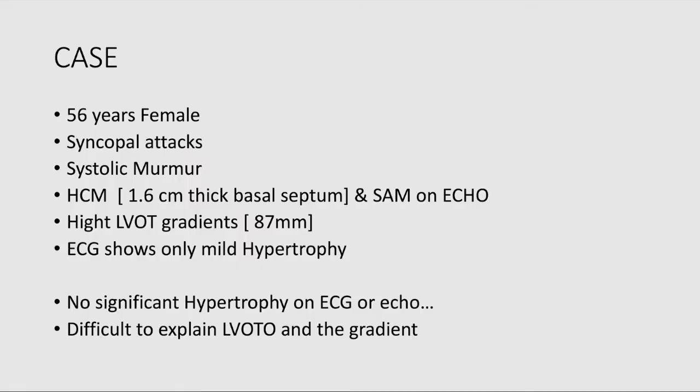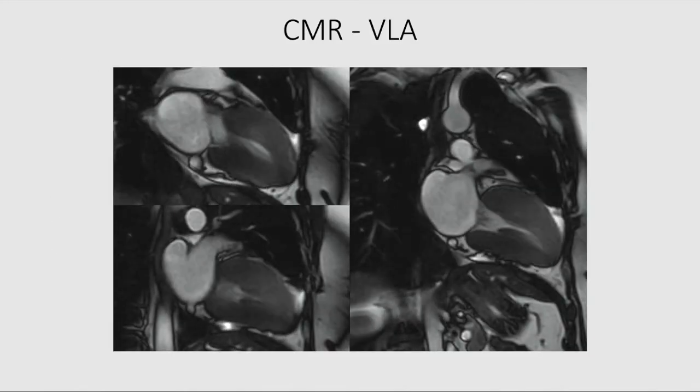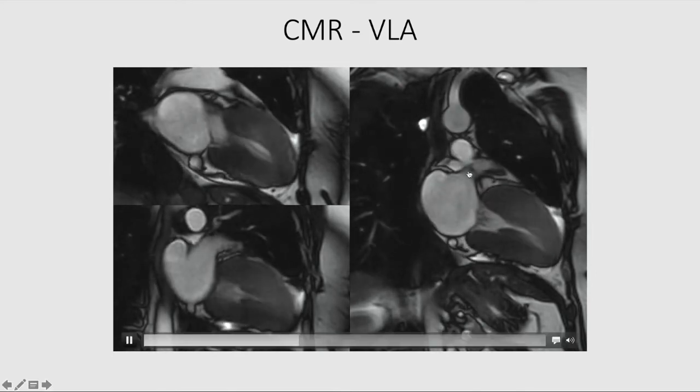Coming to a similar example, there was one more patient who had only mild septal hypertrophy, but nevertheless she was showing significant LVOT gradients to the extent of 87 millimeters of Hg. So a cardiac MRI was done. The two chamber views in this patient showed an abnormal muscle bundle shown here, which was arising from the LV apex going all the way towards the LV base.